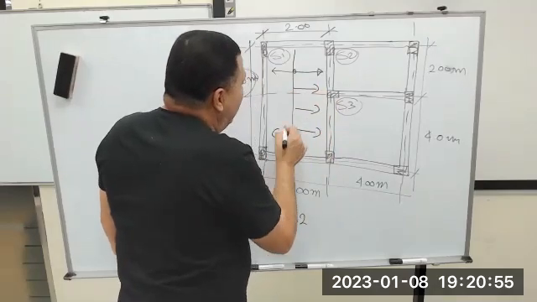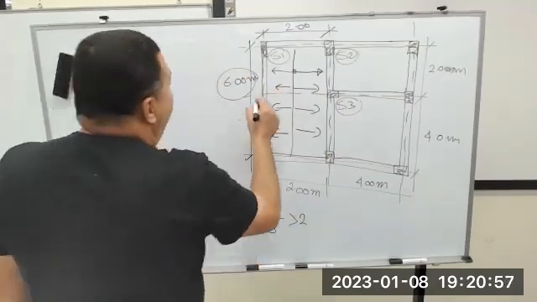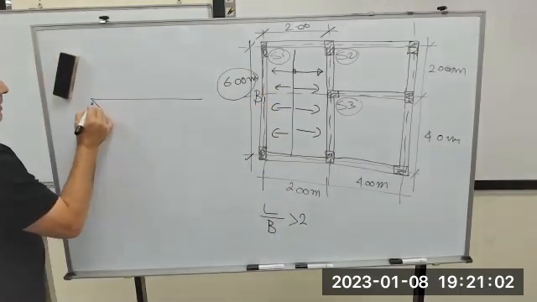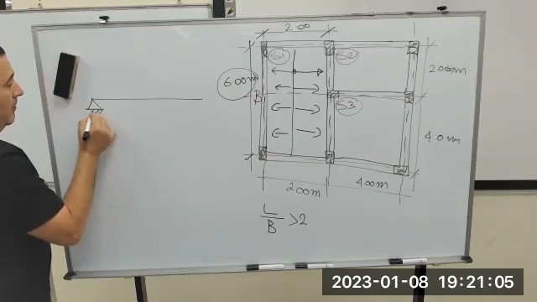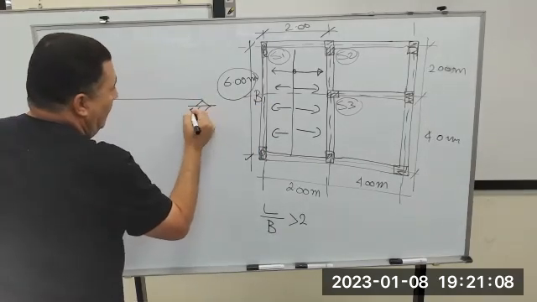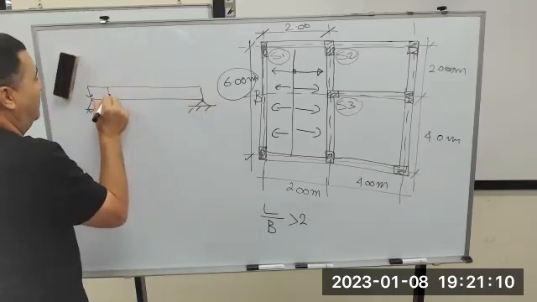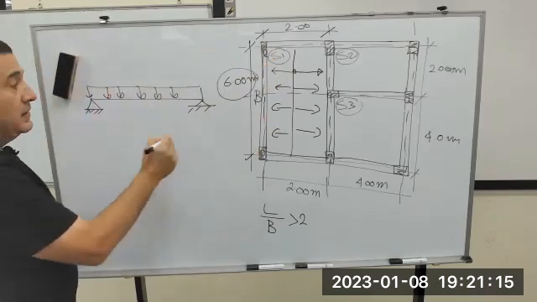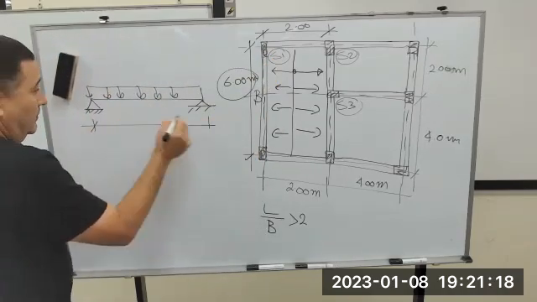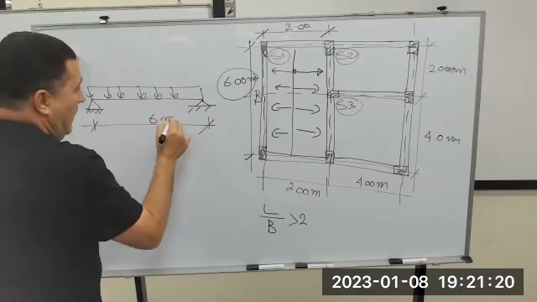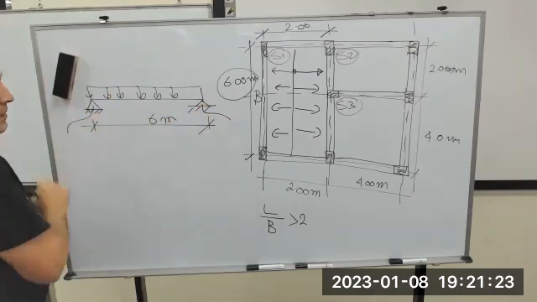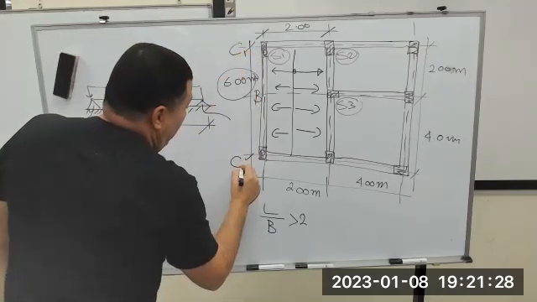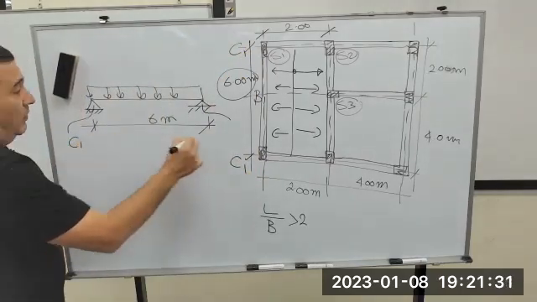When I need to design beam 1, it looks like that. This is the column now, and this is the load coming from what slab? This part. And this is 6 meters. And here is the column C1, the support.